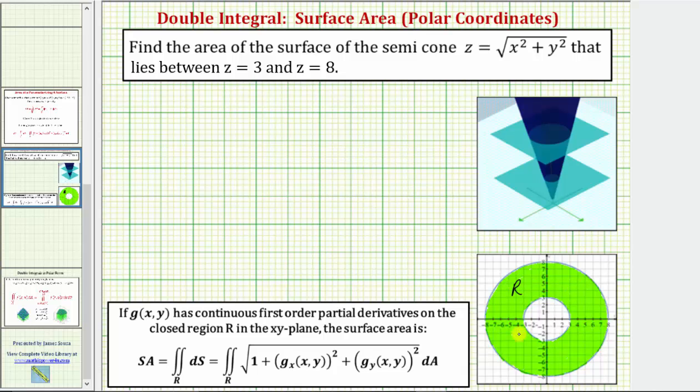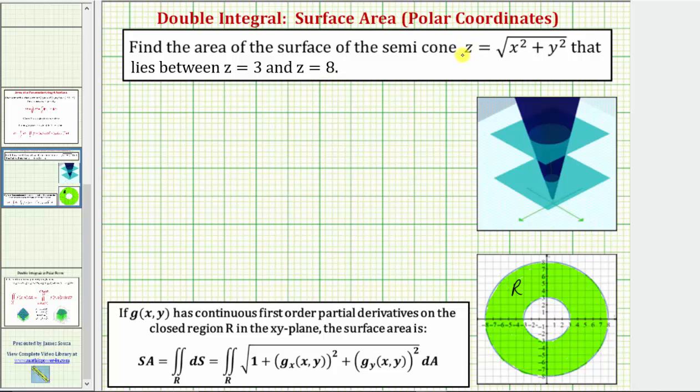Remember, these circles are formed from the intersection of the two planes and the cone. So if we substitute 3 for z into the equation for the cone, we can determine the equation for the smaller circle. And if we substitute 8 for z, we can determine the equation of the larger circle. Let's go ahead and show this.